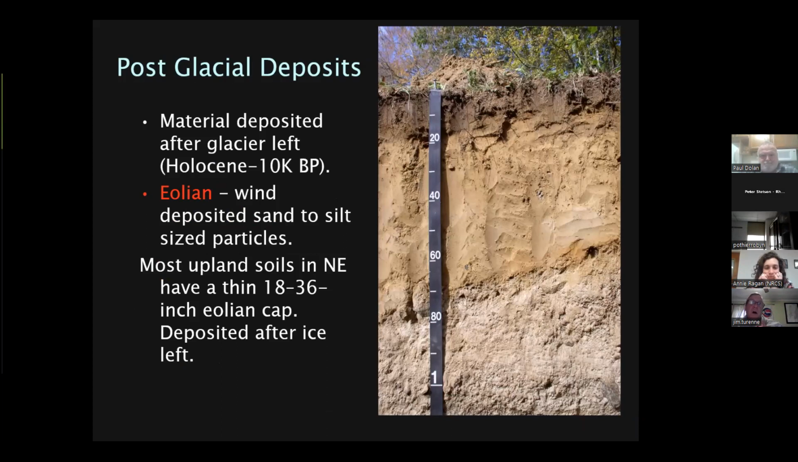So this just shows you a post-glacial deposit. We got about 70 centimeters here of nice loose windblown material, mostly silt size. That's a silt loam texture. And that's loess, or windblown material, that was deposited after the glacier left. At 70 centimeters to about 1.20 meters is your stratified sand and gravel glacial outwash. And that's an Enfield soil, which is a really good agricultural soil that we have.